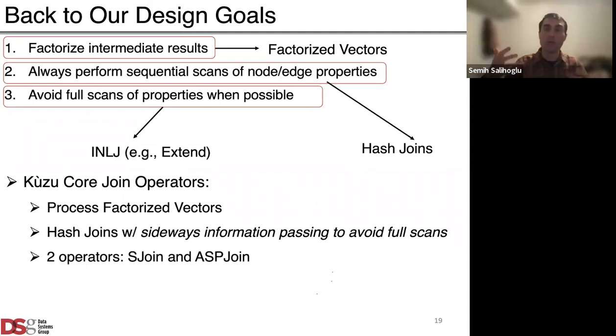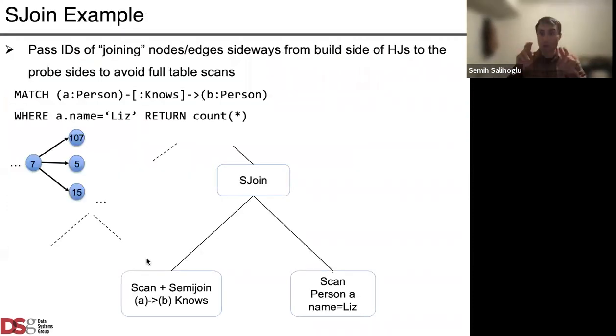And we have two core hash join operators. They're both hash join operators, but we give them different names because they're different, and both of them do sideways information passing. One is called, at least for the purpose of this talk, an S join, and the other is ASP join. And I'll just demo to you what these two modified hash join operators do. I'm going to call it an S join, but remember that it's a modified hash join.